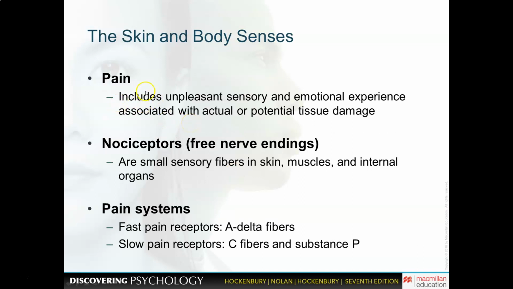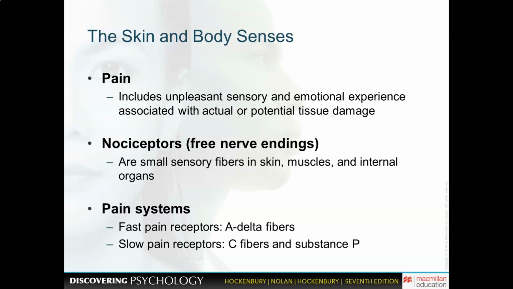Okay, so we know what pain is, but let's define it really quickly. It's an unpleasant sensory and emotional experience that's associated with actual or potential tissue damage. That's what pain is from the scientific perspective. Now we have what's called nociceptors. That's an important term here. Those are our free nerve endings, small sensory fibers in our skin, muscles, and internal organs. When we first sense something through our skin, it's our nociceptors that are triggering and sending that information for our brain to actually perceive.